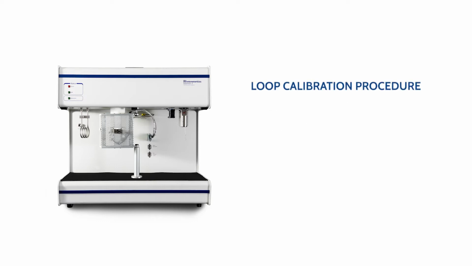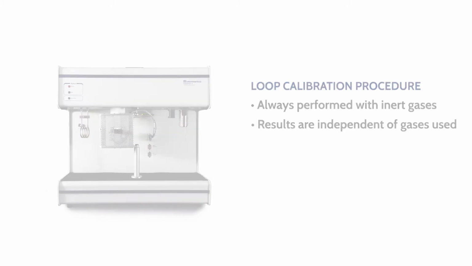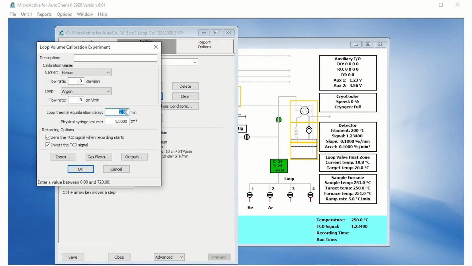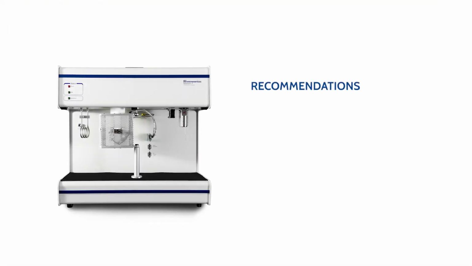The loop calibration procedure should always be performed with inert gases such as argon and helium. The resulting calibration is independent of the gases that are used during the calibration. Enter 2 minutes for the loop thermal equilibration delay and 0.4 cc for the physical syringe volume. For a 1 cc loop, enter a volume of 0.8 cc, and for a 5 cc loop, enter a volume of 4 cc.